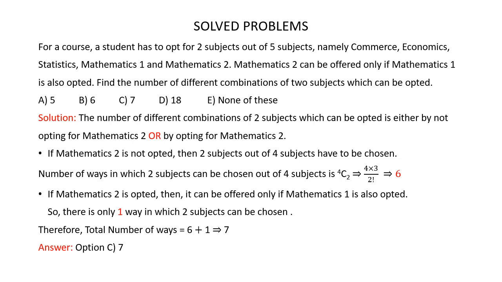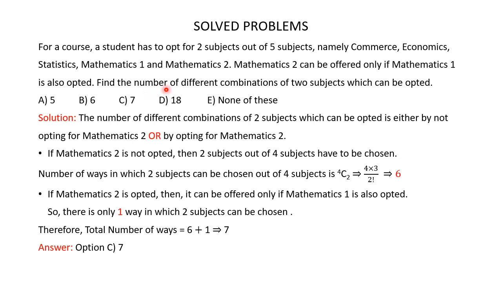So here it's given that there are 5 subjects: commerce, economics, statistics, mathematics 1 and mathematics 2, and a student has to opt for 2 subjects out of these 5 subjects. But there is a condition given here. Mathematics 2 can be offered only if mathematics 1 is also opted. This means that if the student opts for mathematics 2, then he has to opt for mathematics 1 as the second subject.